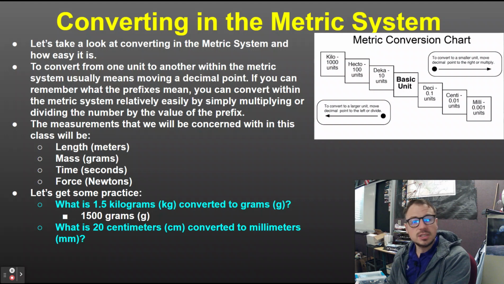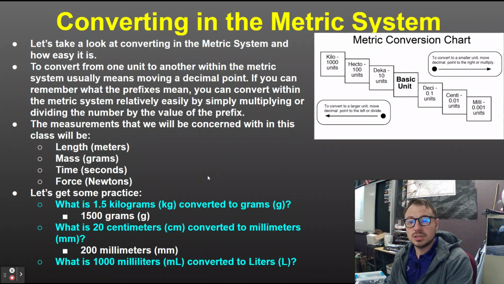Let's take a look at another one. What is 20 centimeters converted to millimeters? So now I've got centi, meaning 100, right? And milli, meaning 1,000. So I've got centimeters, and I move the decimal to the right one spot, and I get 20 centimeters is 200 millimeters. Now, what is 1,000 milliliters converted to liters? So this one I need to go the other direction. So I'm starting with milli, and I'm moving to the left 1, 2, 3 spots, and I get 1 liter.